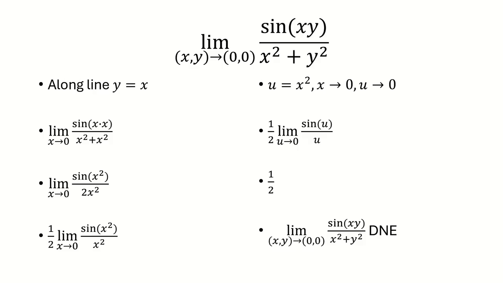So going along the path, the line y equals 0 got us limit 0. Along the line y equals x got us 1/2. Because the limits are not the same, we say that the limit of the original problem does not exist.